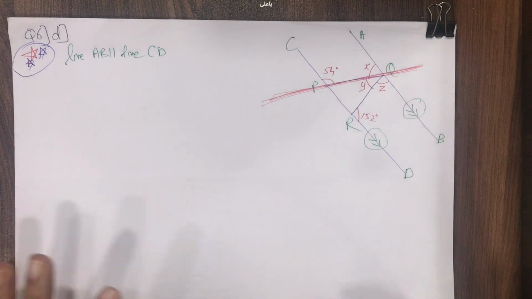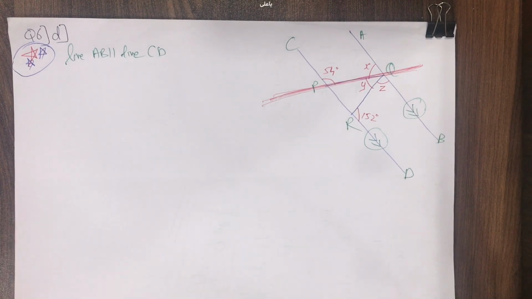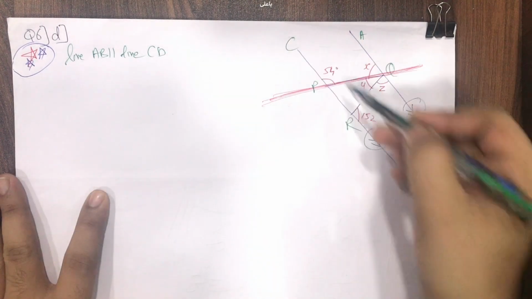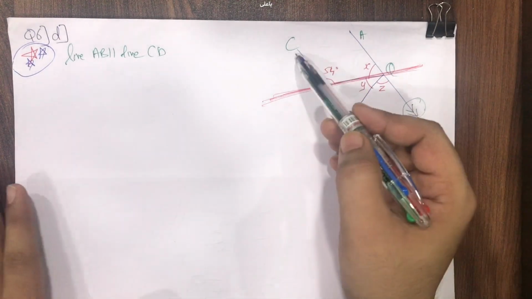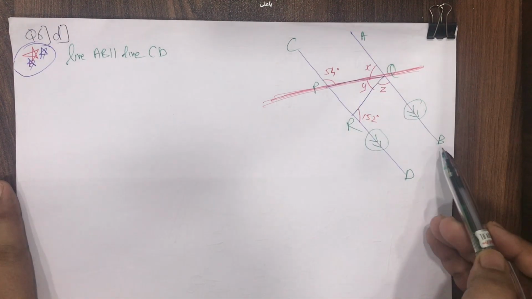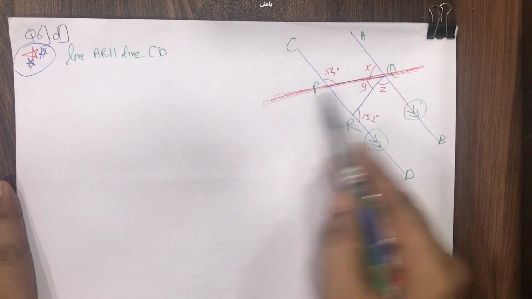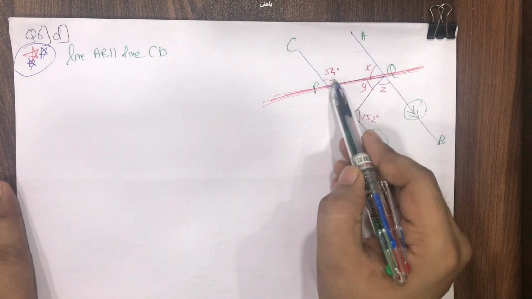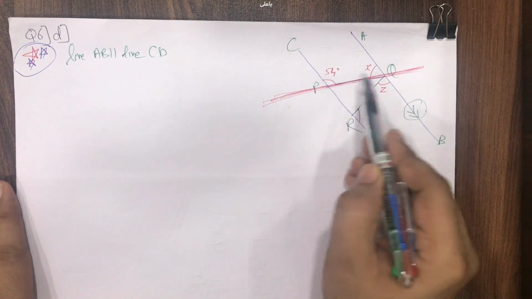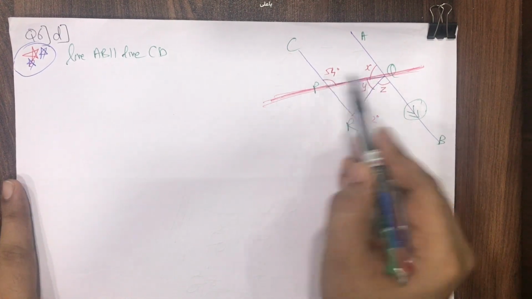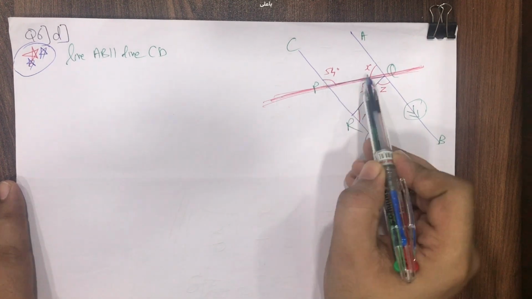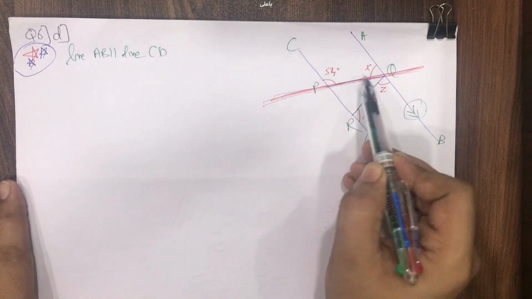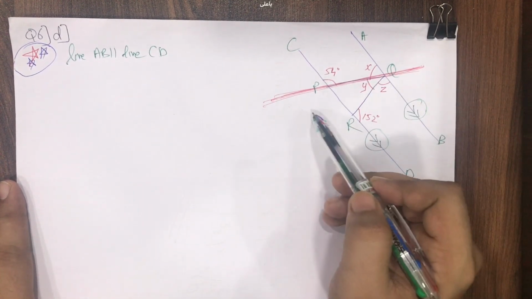All of you, please pay attention. It's clearly given to us that line CD is parallel to line AB, and PQ is a transversal. So can I say 54 and X are the interior angles? Interior angles means the angles on the inner side, and we have a property that the sum of co-interior angles is equal to 180 degrees.